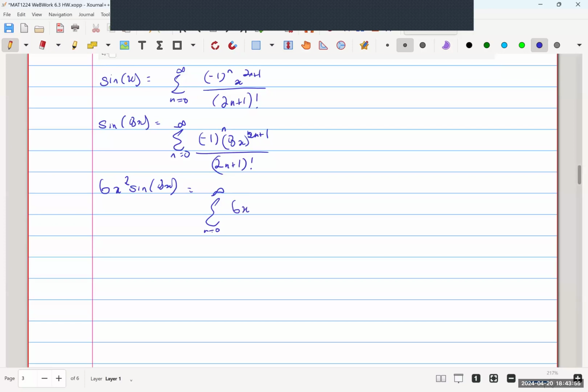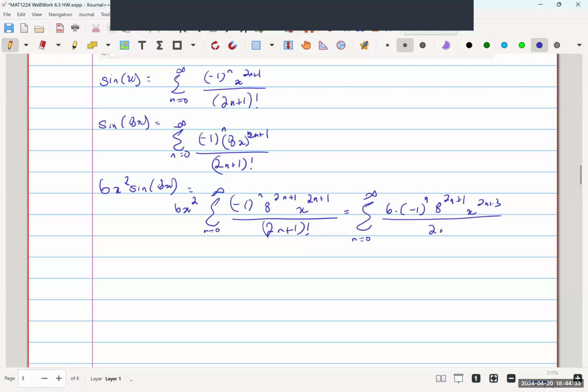could do 6x squared outside first, just to see what we're working with. And just expand this out a little bit. So we can separate our x's and coefficients. Okay. Now we can rewrite that back inside. That gives us 6 times -1 to the power of n, 8 to the 2n plus 1, x to the 2n plus 3. And our denominator still hasn't changed.